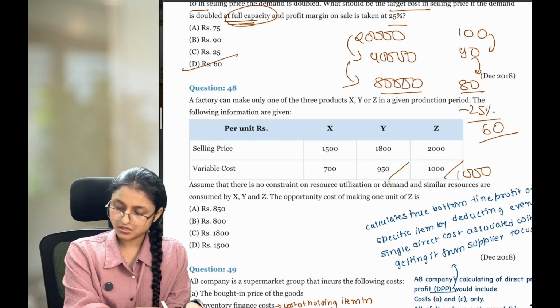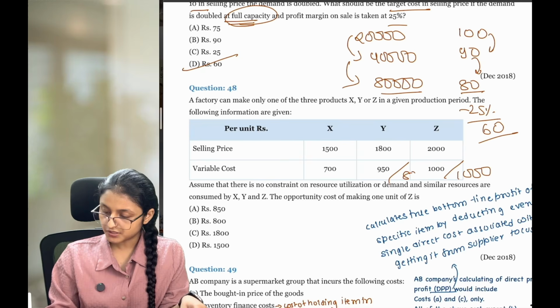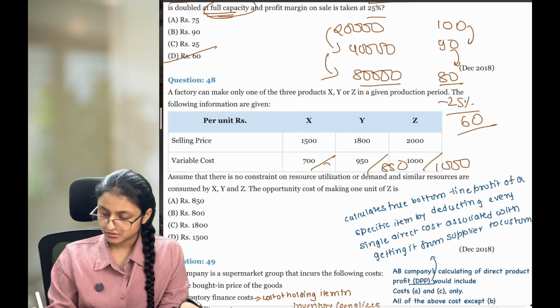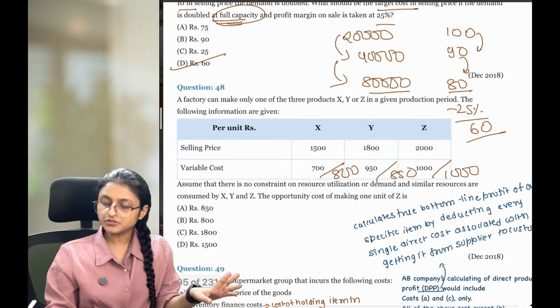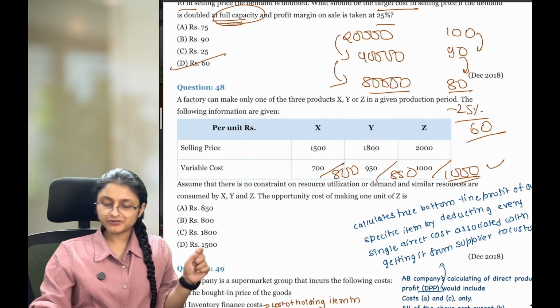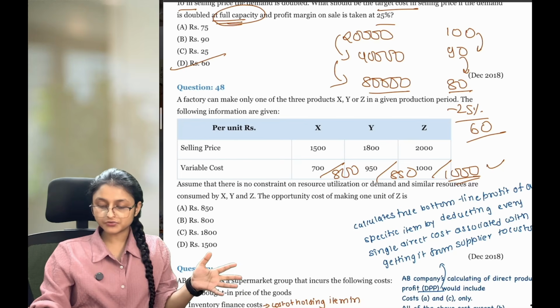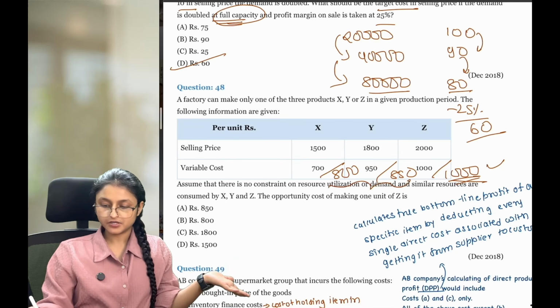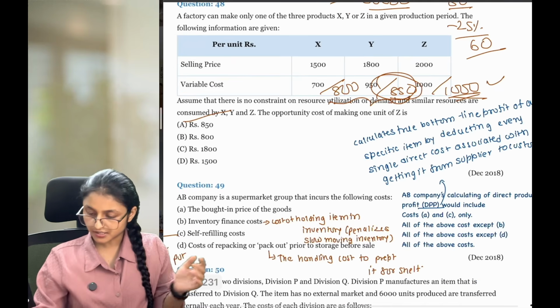Okay? So 1800 minus 950 will give you 850 here, and 1500 minus 700 will give you 800 here. So the opportunity cost of 1 unit of Z. Z is what we are going to prefer because it has the higher contribution per unit. So what is the opportunity cost of Z? The next best alternative. Out of the remaining two alternatives, the next best is Y with 850, hence 850 is the correct answer here.